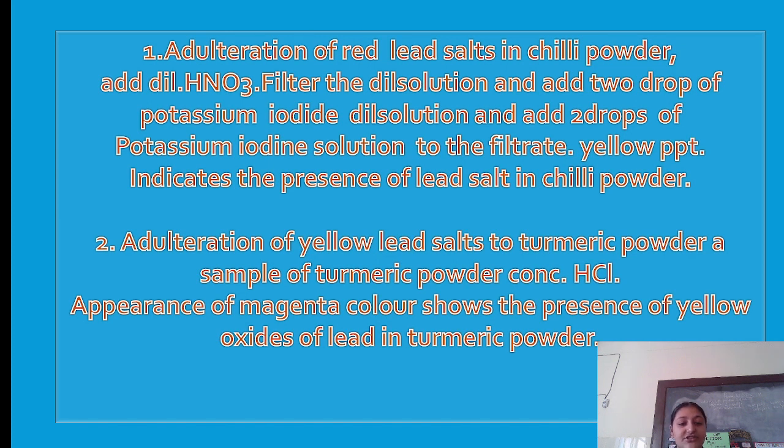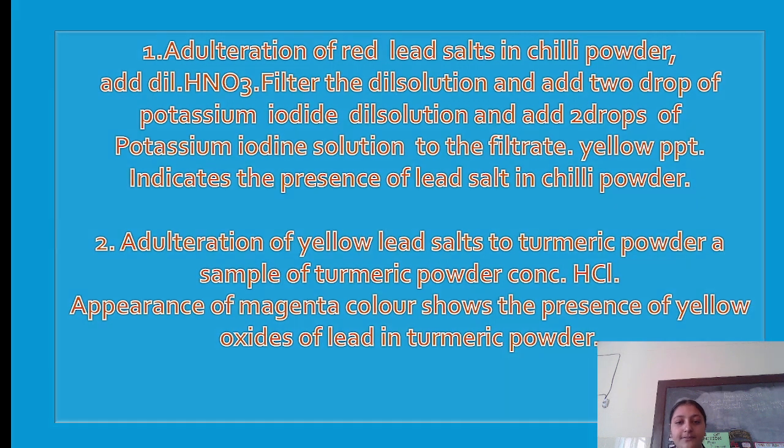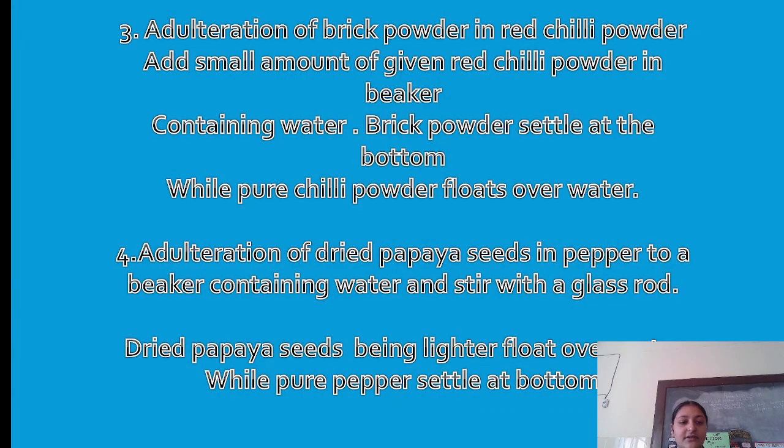Next, adulteration of yellow lead salts in turmeric powder. To a sample of turmeric powder, add concentrated HCl. Appearance of magenta color shows the presence of yellow oxides of lead in turmeric powder. Next we have adulteration of brick powder in red chili powder. Add a small amount of the given red chili powder to a beaker containing water. Brick powder settles at the bottom while pure chili powder floats over water.